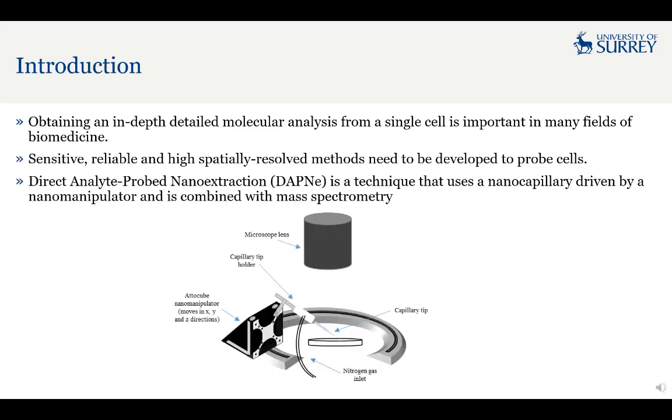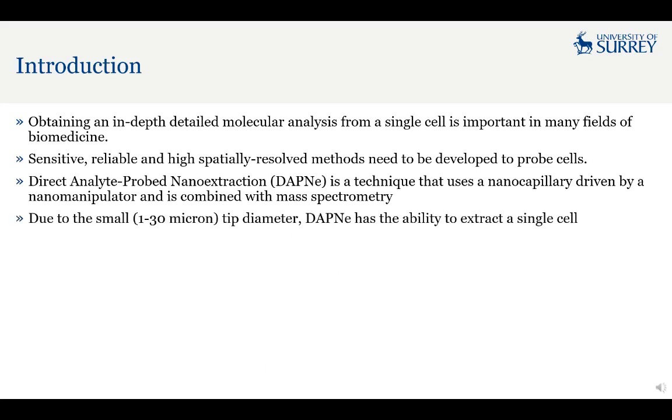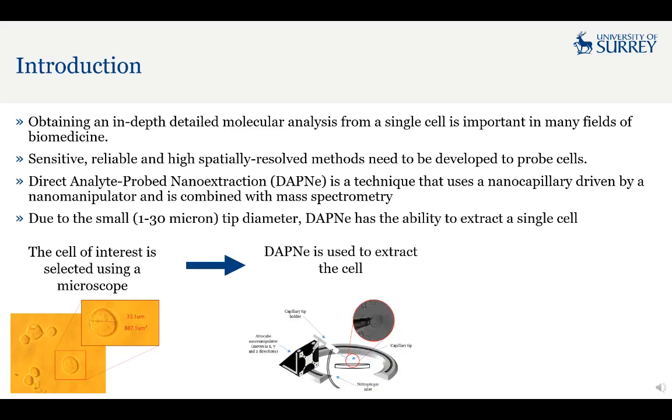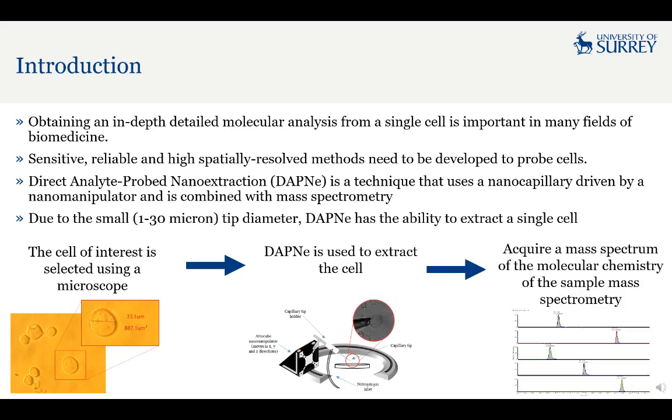Direct analyte probe nanoextraction, also known as DAPNe, is a technique that uses a nanocapillary driven by a nanomanipulator and is combined with mass spectrometry. Due to the small tip diameter, DAPNe has the ability to extract a single cell. A cell of interest is selected using a microscope. DAPNe is then used to extract the single cell into a tip, and a mass spectrum of the contents of that tip is acquired.